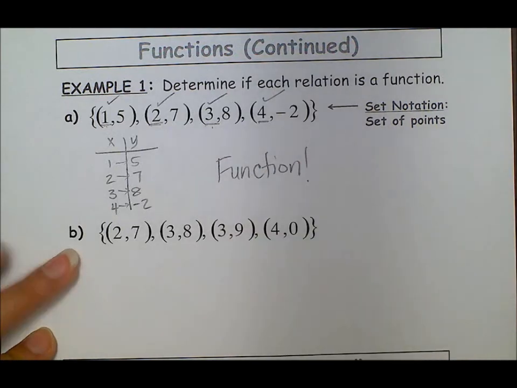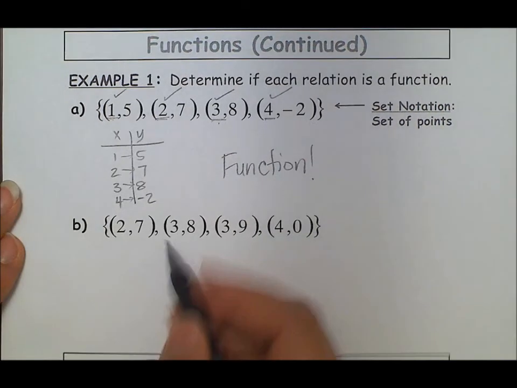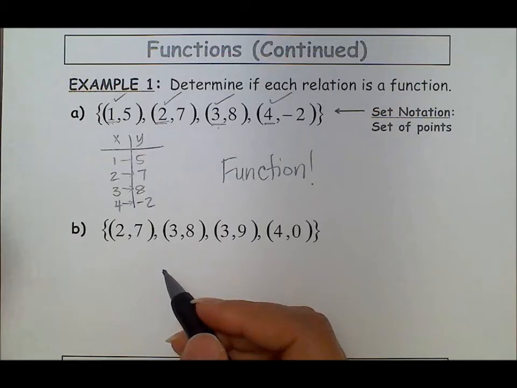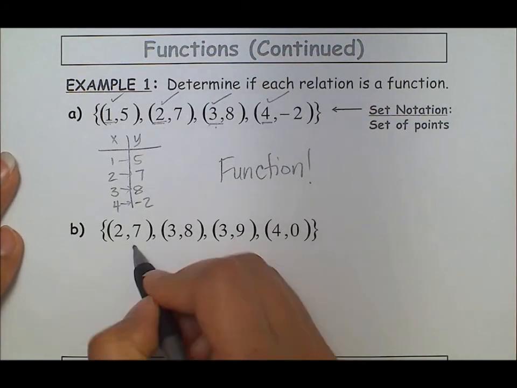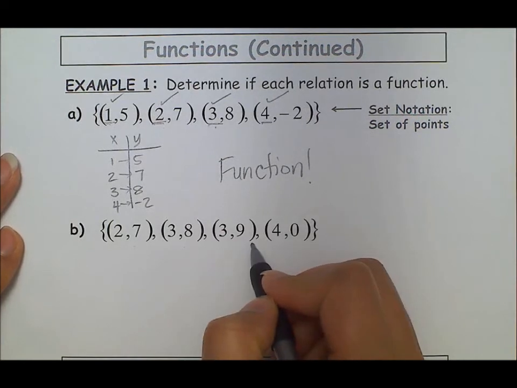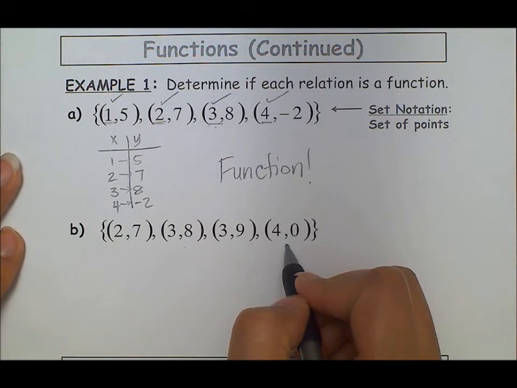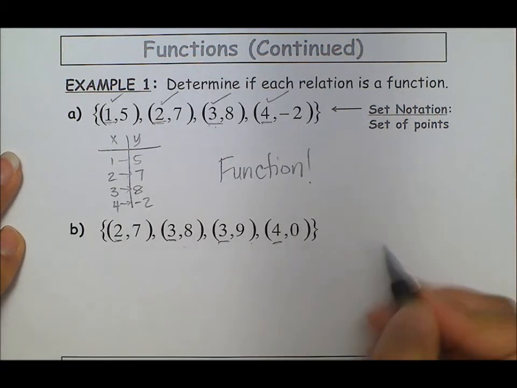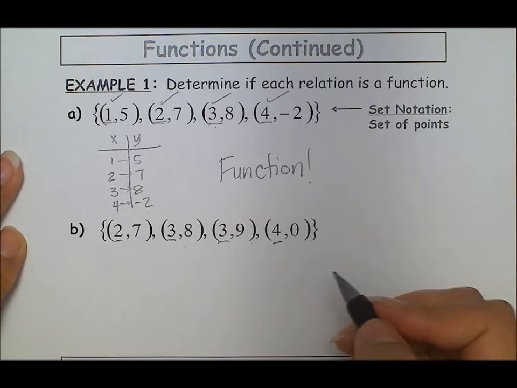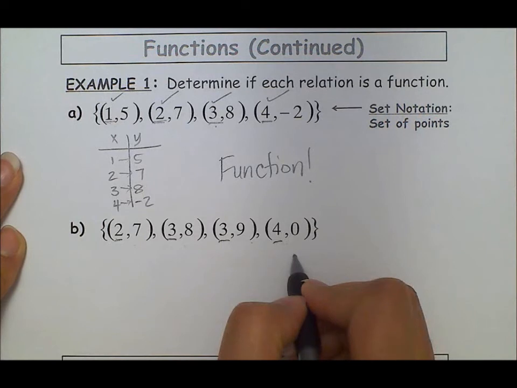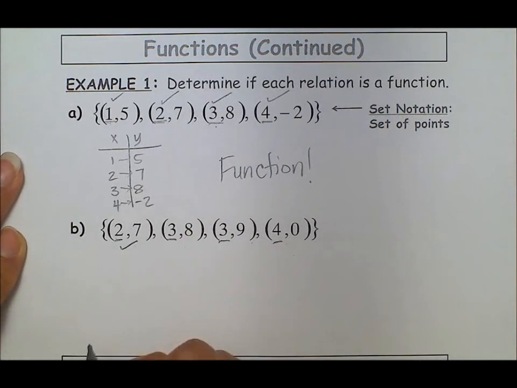Okay, the second example that we have, we have 2 and 7 as our first point, 3 and 8 as our second point, 3 and 9 as our third point, and then 4 and 0 as our last point. Again, we're going to look at the x-coordinates, and we're going to try to see whether or not there's only one unique value of y that corresponds to it. So looking at x equal to 2, it only appears once, which means there's only going to be 1 point when x is equal to 2. There's only one y value that corresponds to it.